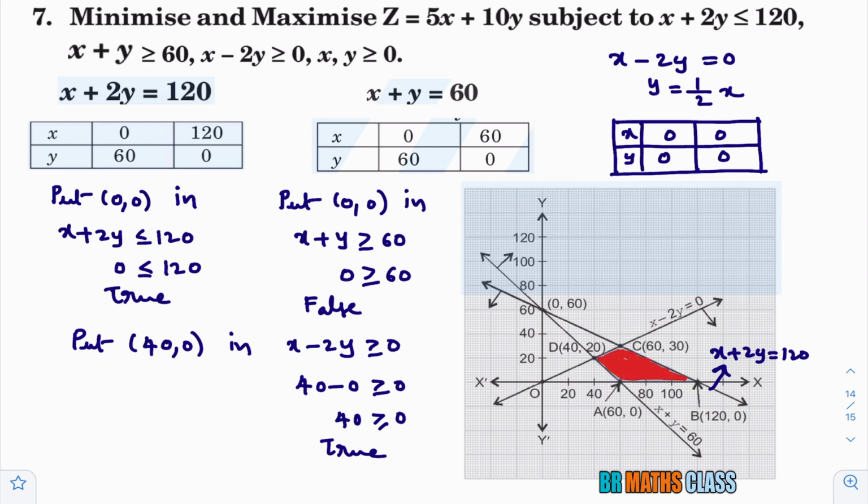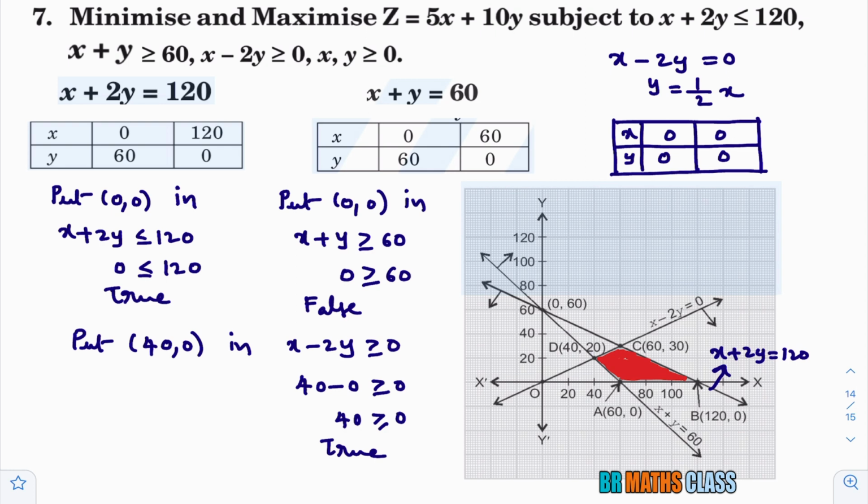So we do this problem stepwise. Step 1 is finding the feasible region. See here, we identified the feasible region using the constraints. This feasible region is bounded. So identifying the feasible region is step 1. What is step 2? Finding the corner points. You see, in total 4 corner points are there. So you find the corner points.